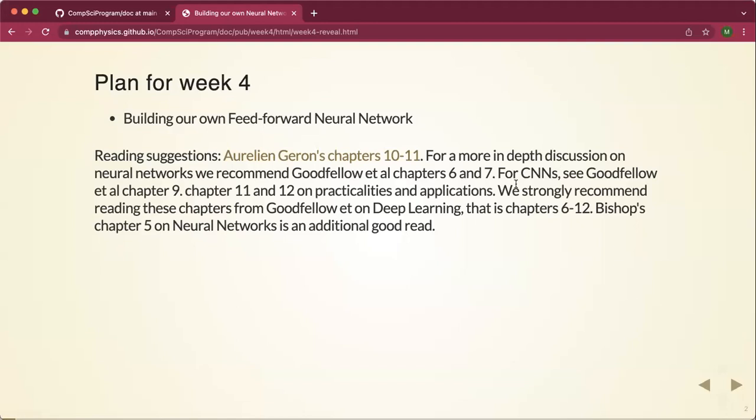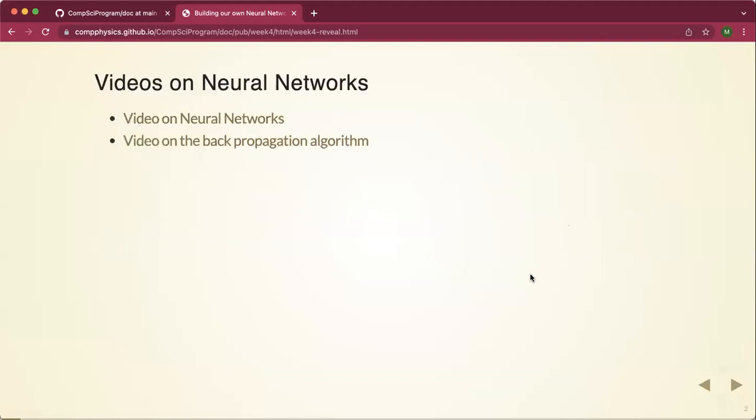And then you have Goodfellow's text, in particular chapters 6 and 7 are very useful. When we later move into convolutional neural networks, chapter 9 is extremely useful. Chapters 11 and 12 have lots of practicalities and applications on neural networks. In addition, there is a textbook by Bishop, which is also pretty good on neural networks. There are two videos here which can be useful if you want to look at them. In particular, the video on the back propagation algorithm is quite good.